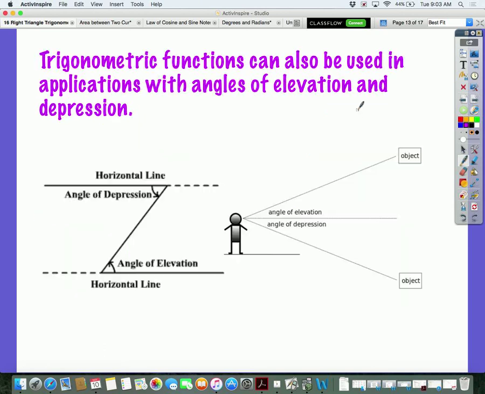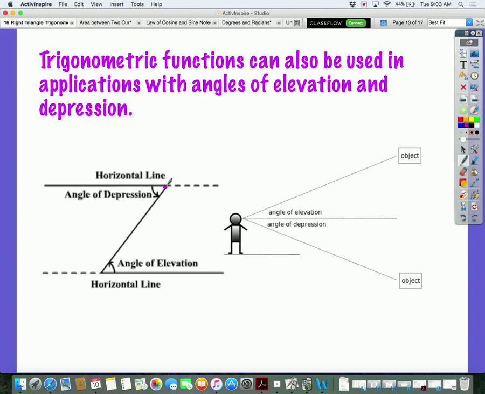Now this can be used with your application type problems: angles of elevation and depression. I don't know if you guys remember this from geometry. But remember, your angles of depression and elevation always come from some horizontal line. So I have two different pictures for you. You can draw these in if you like, you don't have to. Basically, these are two different representations of your angles of depression and elevation.